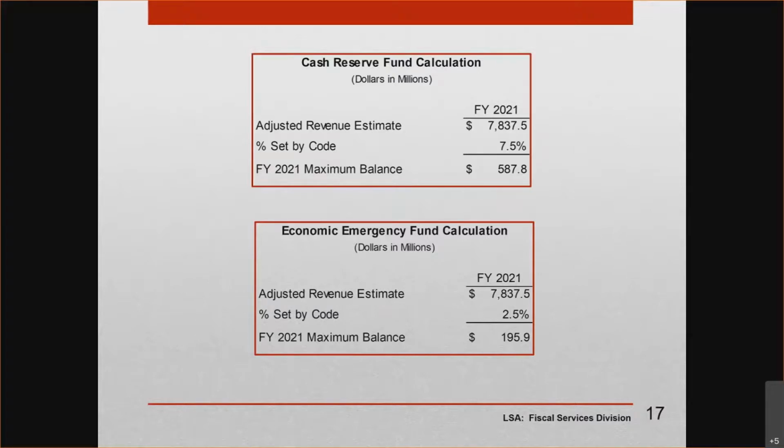So if you ever hear, and maybe you've heard in the press or in news releases, that Iowa has 10% of their budget in reserve, this is that 10%. So the 7.5% and the 2.5% is the 10% that they're talking about.